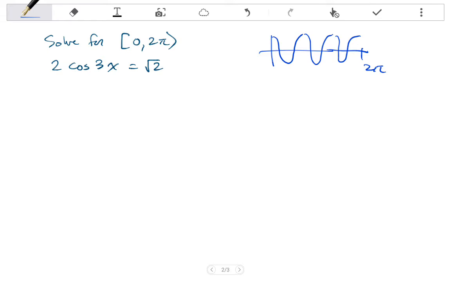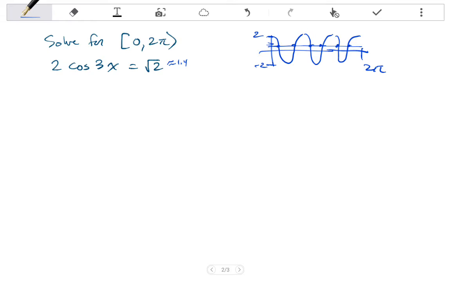So you got 3 of these graphs. Basically your graph got condensed so that you have 3 of those graphs occur. It also has an amplitude of 2, so 2 and negative 2 right there. And we want this value to equal square root of 2, which is about 1.4. So what we're saying is, when does this graph cross the value of 1.4? And we see again it occurs 1, 2, 3, 4, 5, 6 times. So in our final result we should end up with 6 answers.